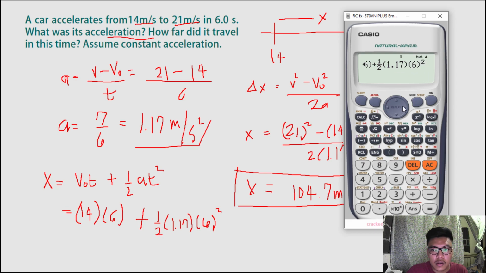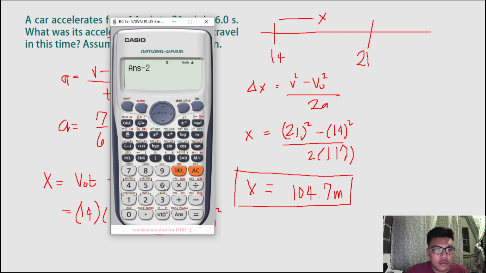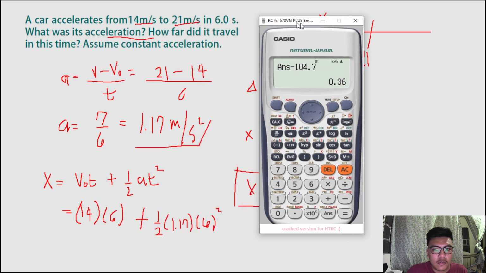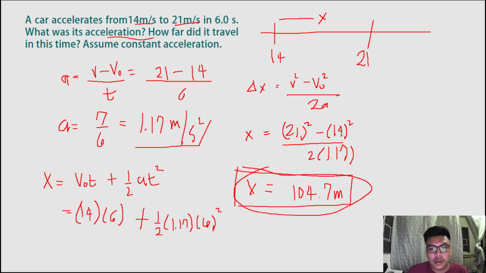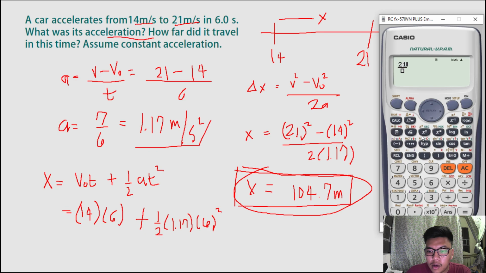So 14 times 6. Nagkaroon ng konting difference. Teka lang, ba't nagkaroon ng ano? So 105.06 minus 104.7. So meron tayong 0.36 na difference. So dapat, kung gagamitin natin to, 14 times 6 plus 0.5 times acceleration natin times yung ating time, 105 na sakto. So dito meron tayong konting difference sa part na to. So ulitin natin yung calculation, baka namali lang ng pindot.